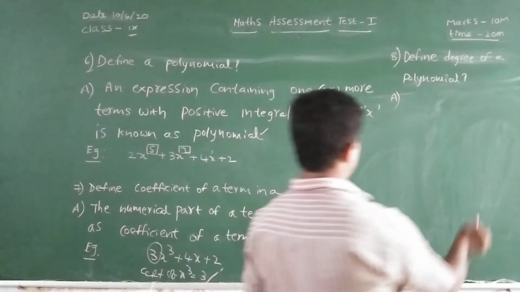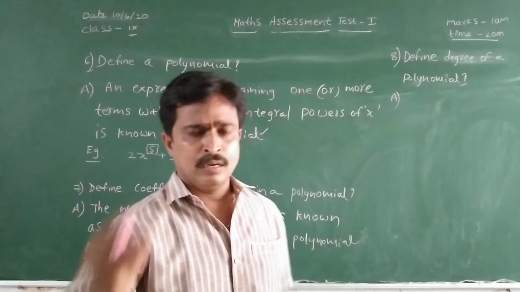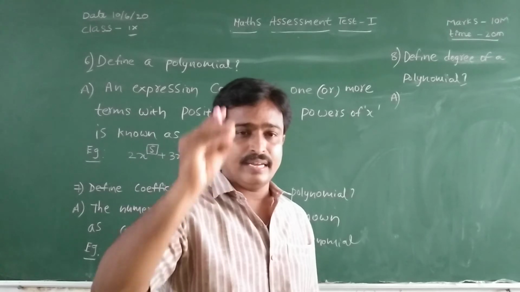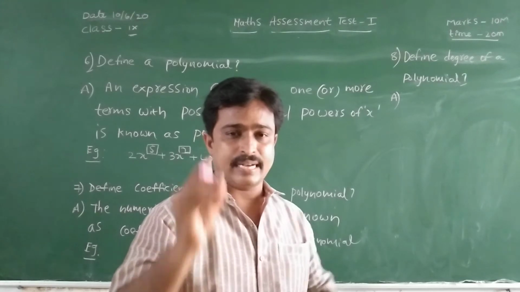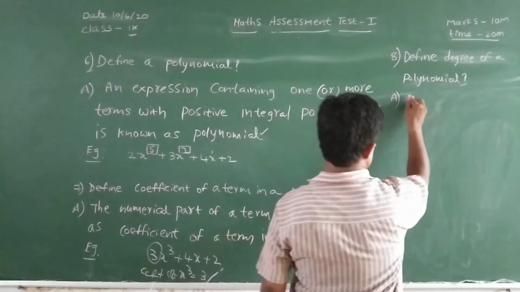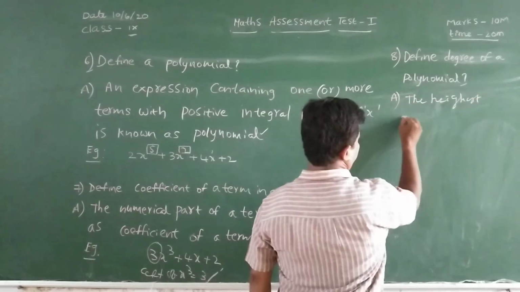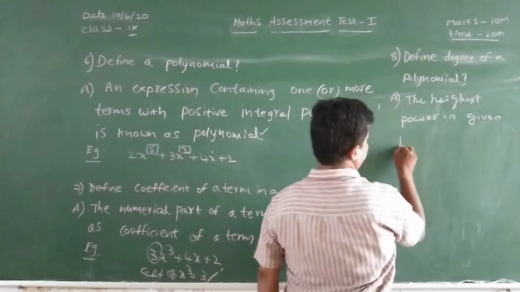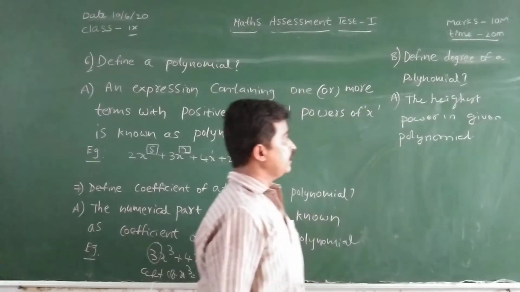Okay. Coming to question number 8. Define degree of a polynomial. Degree of a polynomial means the highest power involved in the given expression. The highest power in the given polynomial defines the degree of a polynomial.